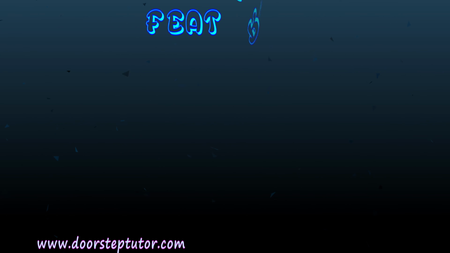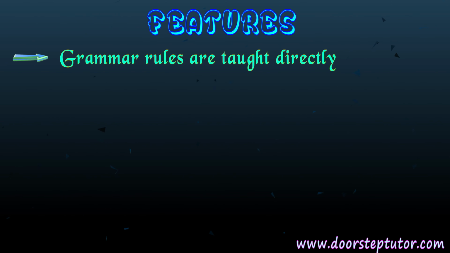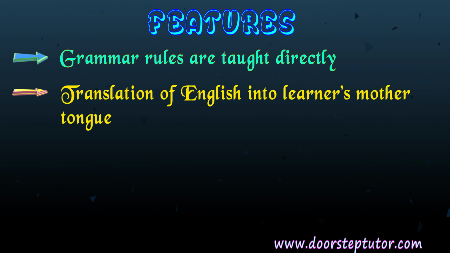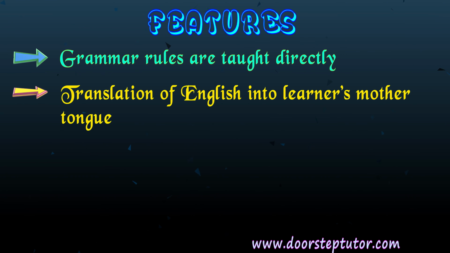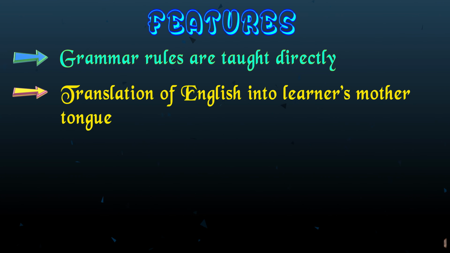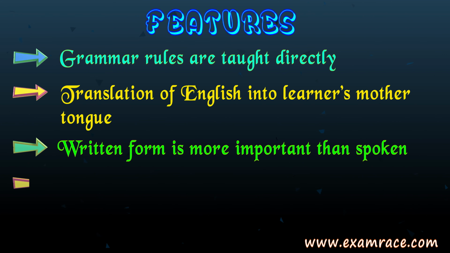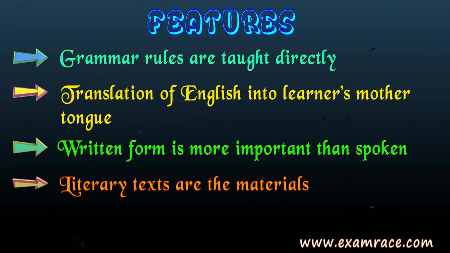What are the main features of this grammar translation method? Grammar rules are important for learning a language, and so they are taught directly in the English classes. So the translation of English into the learner's mother tongue helps them to understand English better and learn its grammar. So translation forms the main part of this particular method. Next, the written form of English is more important than the spoken form, and so the literary texts are used as materials for teaching to give focus on the written form.